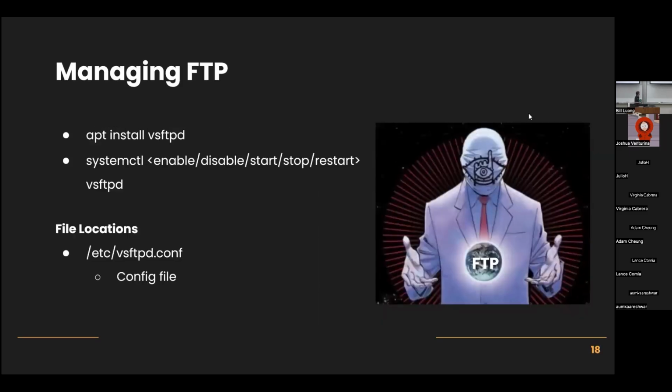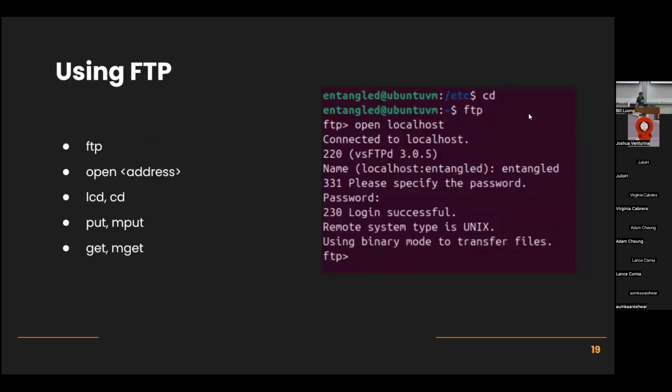Managing FTP, just like before, it's pretty simple to install or manage. You do apt install vsftpd, or if you're on a Red Hat-based distribution, yum or DNF install. Then it's the same systemctl stuff, except at the end you replace SSH with vsftpd. The only real configuration option that you have here is /etc/vsftpd.conf, which is the main configuration file for vsftpd.